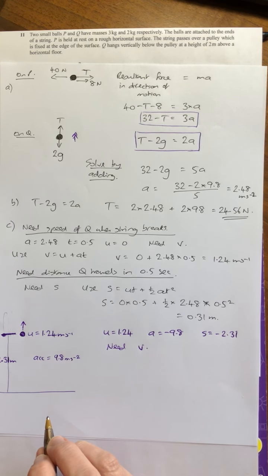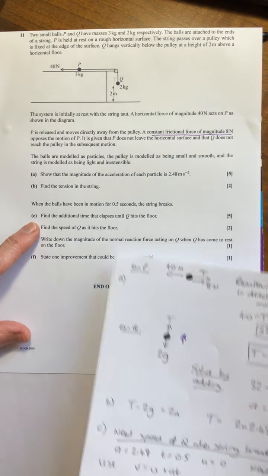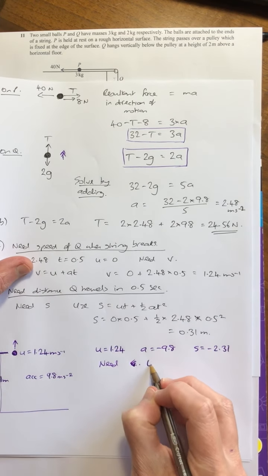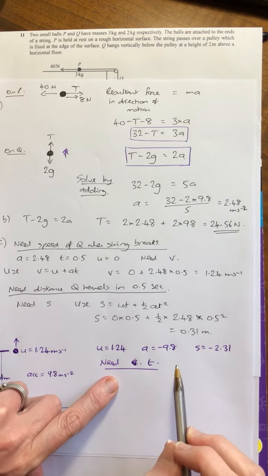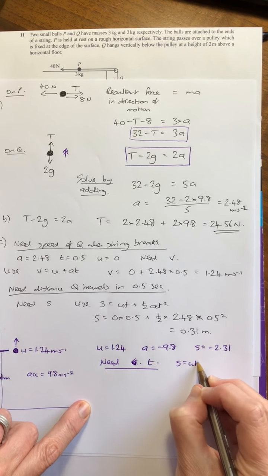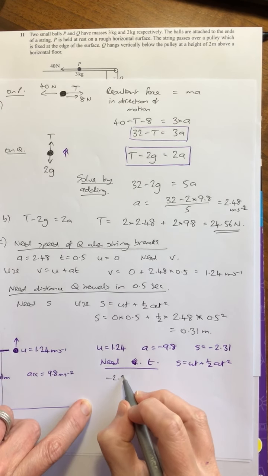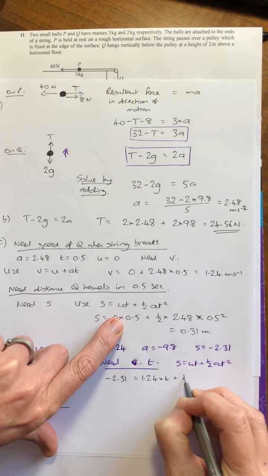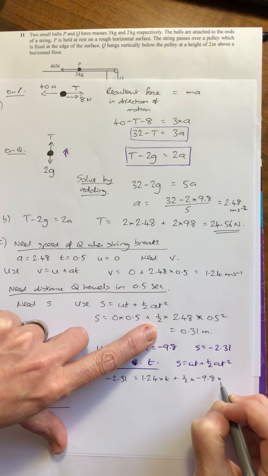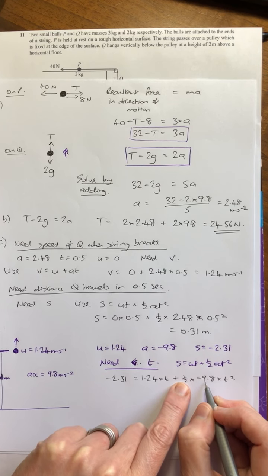And then we need to find V, or is it T? Oh, the time, we need time first, and then I think we need V afterwards. So an equation connecting all of these things is going to be s equals ut plus a half at squared. So s, negative 2.31, is equal to u, 1.24, multiplied by t, plus a half times negative 9.8 times t squared. I've got a quadratic, that's going to be negative 4.9.